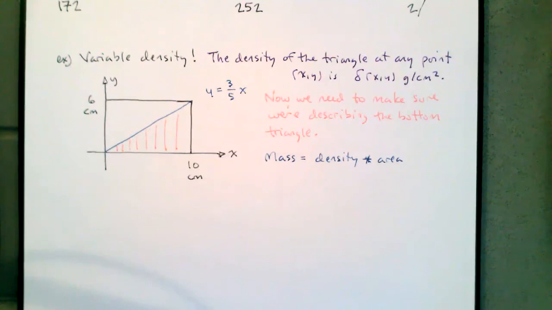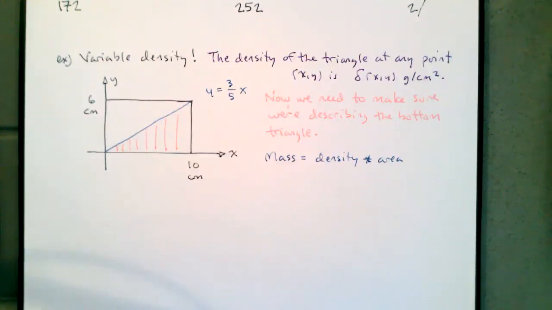If the density was constant, 5 grams per square centimeter, I would just take that 5 grams per square centimeter as the density and multiply by the area, 30 square centimeters, and have 150 grams. But my density is variable. Moreover, the density is a function of not just x, the density is a function of x and y.